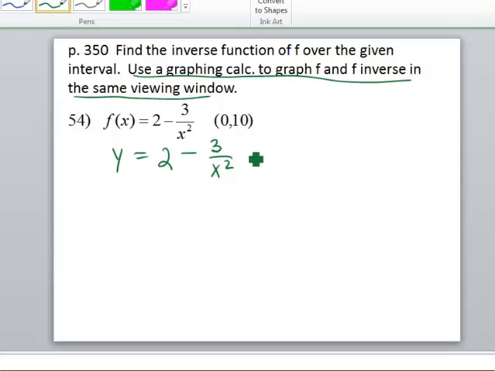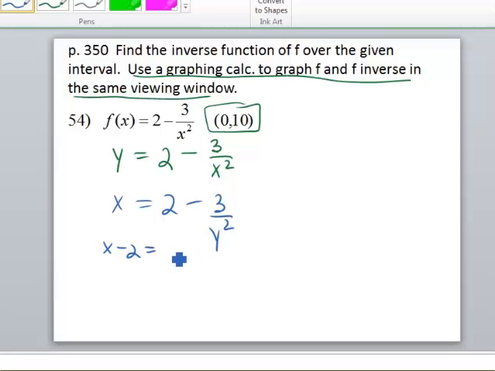And then what I'm going to do is go ahead and, this isn't a point, this is an interval. So we're just supposed to show this over this one interval. It really doesn't matter. We're just going to still flip-flop the x and the y, so that way I can find its inverse. So I will subtract 2 from both sides. And then I will multiply both sides by y squared. Then I'll divide by x minus 2. And then I'll square root both sides.